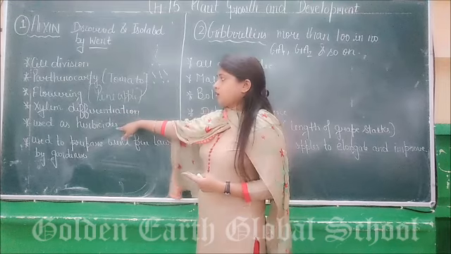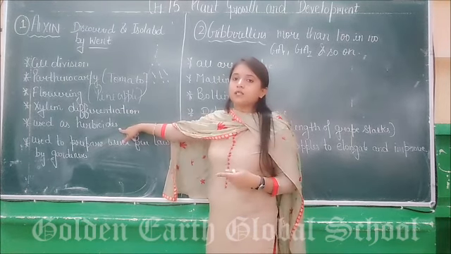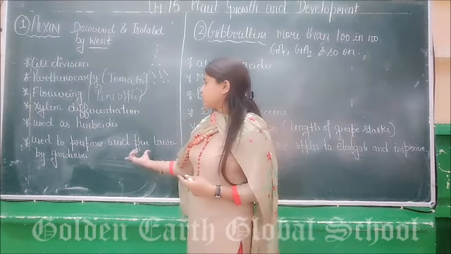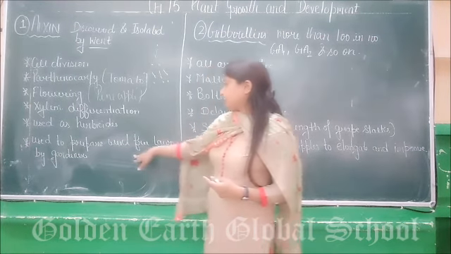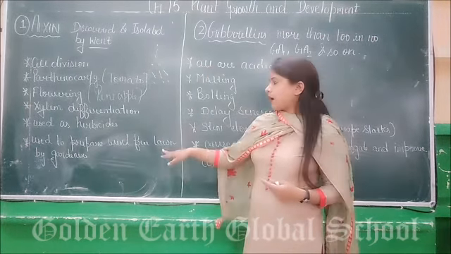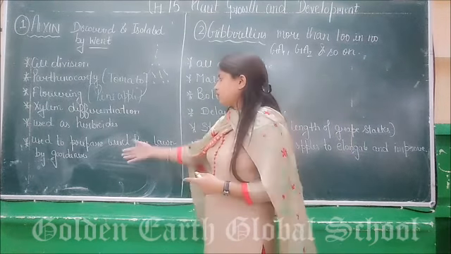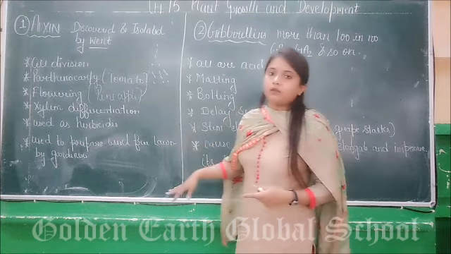Next, these auxins can also be used as herbicides. Herbicides are used to kill the herbs. And these are also used by gardeners to prepare the weed-free lawn.